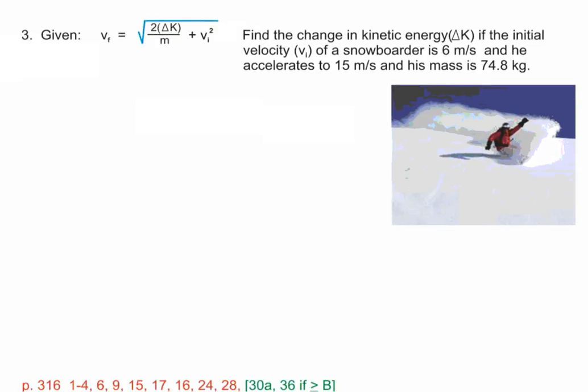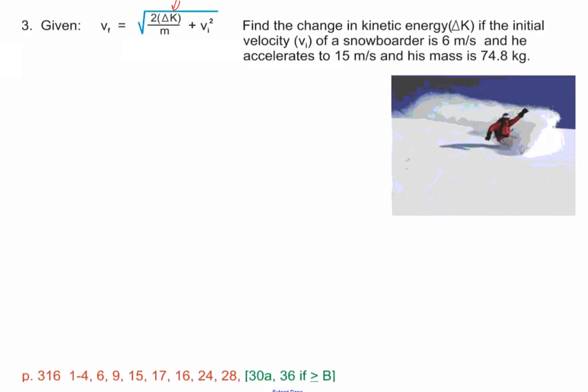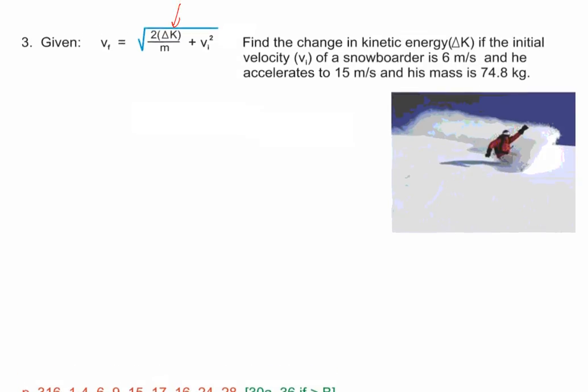Okay, find the change in kinetic energy, delta K, if the initial velocity, v of i, of a snowboarder is 6 meters per second and accelerates to 15 meters per second and has a mass, and his mass is 74.8 kilograms. All right, so find the change in kinetic energy. So hopefully you agree we want to isolate this delta K. Right? So again, if this were physics, we would try to get to that variable first.